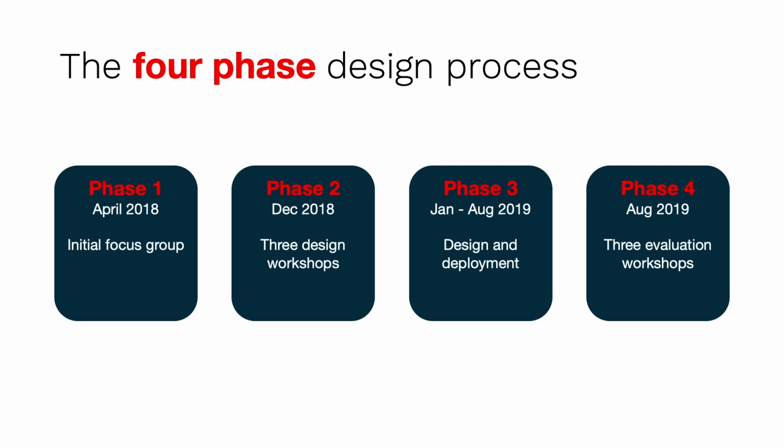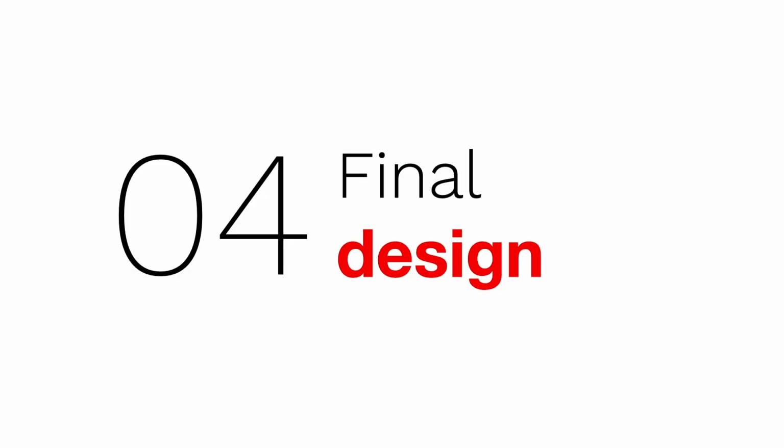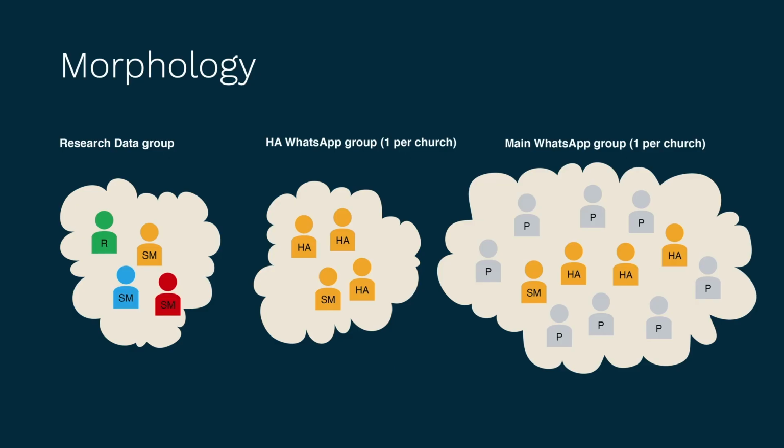The overall process spanned 4 distinct phases: an initial focus group to better understand the social, technological and cultural context, a series of design and training workshops with health advocates, the design and deployment of the final peer support solution, and evaluation workshops with participants and health advocates, the full details of which can be found in the paper. The platform design model was used to translate insights generated through the design phases into a final design. Here are some of the key features.